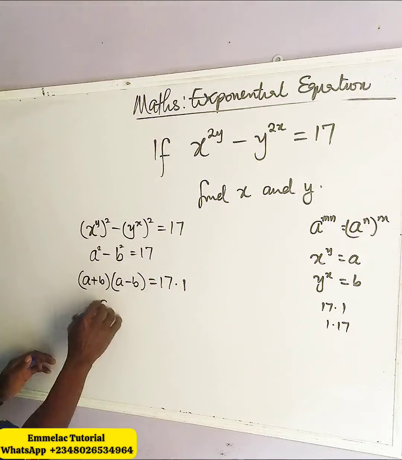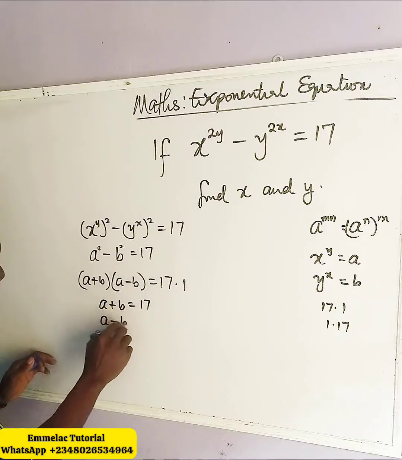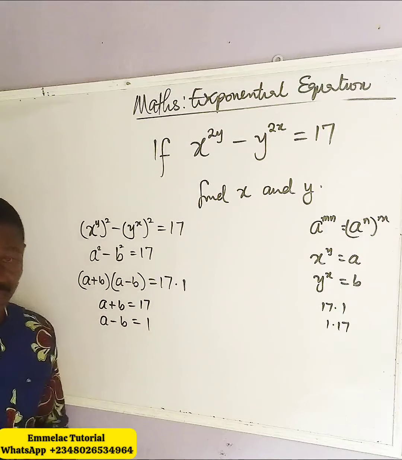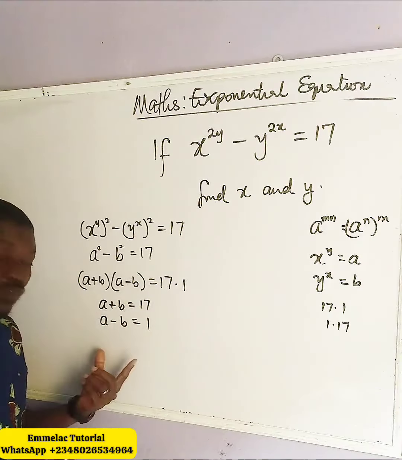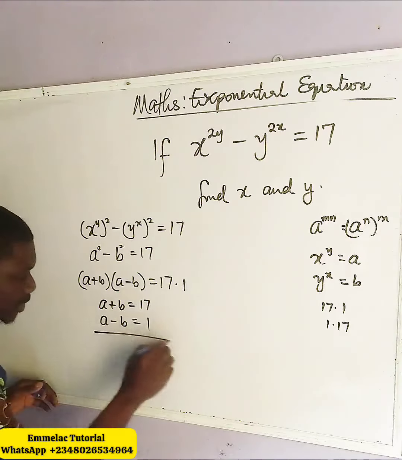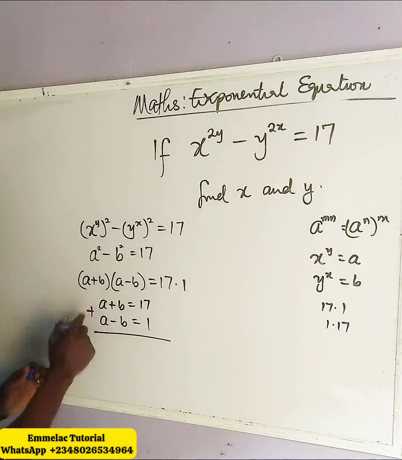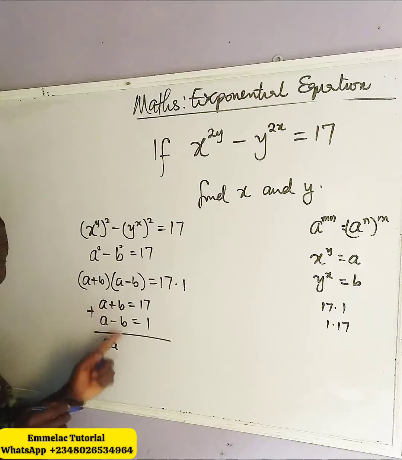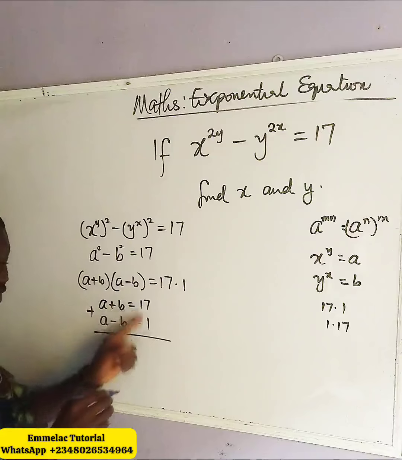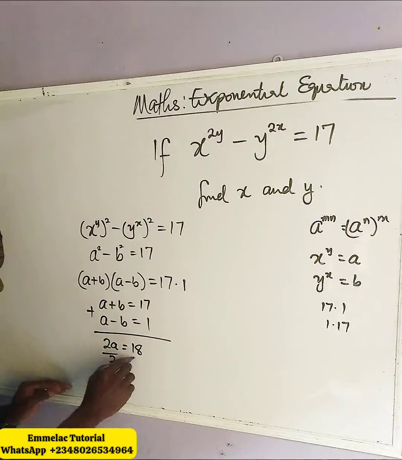So we can equate this term to 17 and this term to 1. So this will give us a plus b equals 17 and a minus b equals 1. Now this has led us to simultaneous equations. So from here we can apply the elimination method. You can see we have the same coefficient and the signs here are positive and negative. Let's just add the terms. So a plus a will give us 2a, and when we add this term it will give us 0. So we are left with 17 plus 1, which gives us 18. Now dividing both sides by 2, then a equals 9.